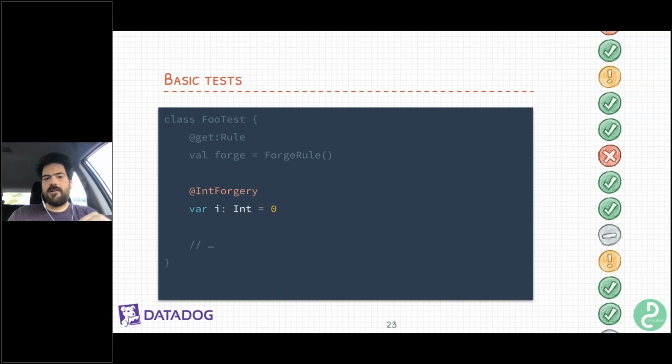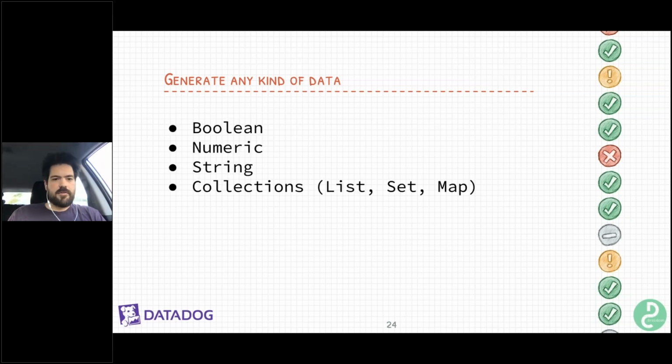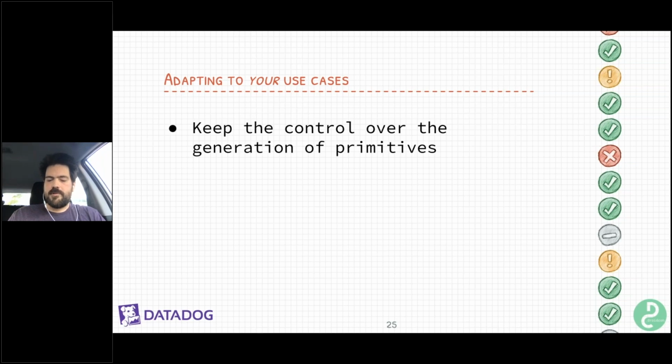It's going to be random, and every time I run the test, I run it against a different integer value. And so overall, not in one test, but over time, I'm going to run it every day in my CI, every time I do a new test run. And eventually I'm going to find all the edge cases that this could have. So this library allows you to generate any kind of data: Booleans, of course, numeric values, strings. You can also generate collections, you can generate enums, and you can also adapt it to your use cases. For instance, you can keep control over the generation of primitives, and you can also generate custom class instances.